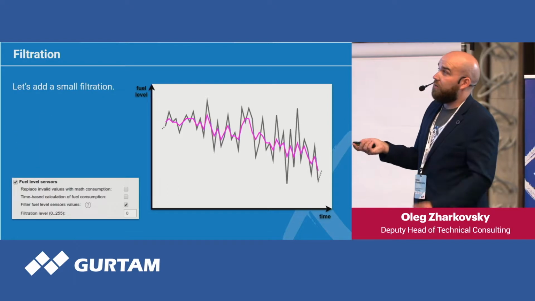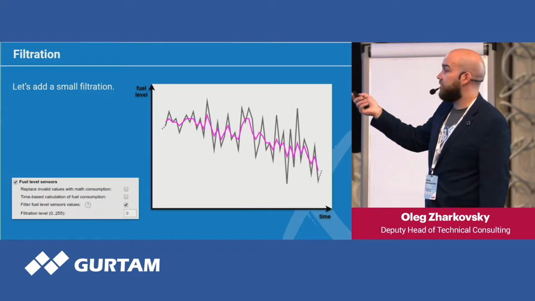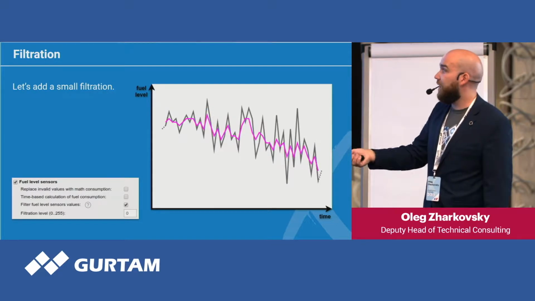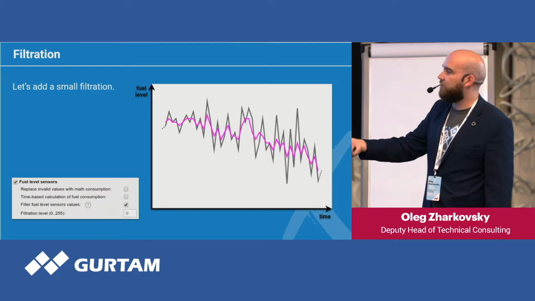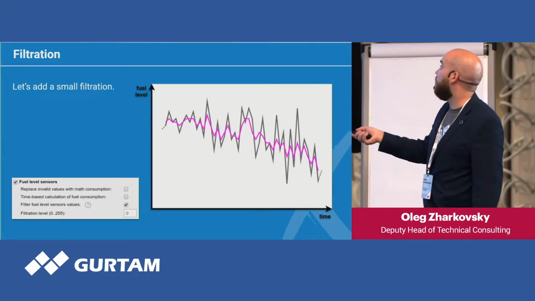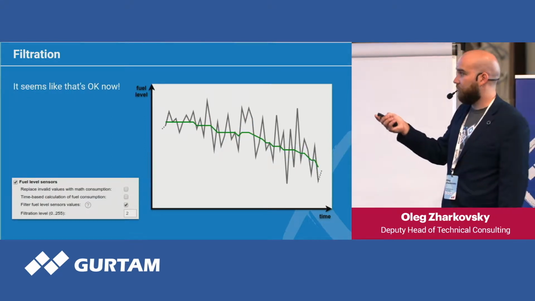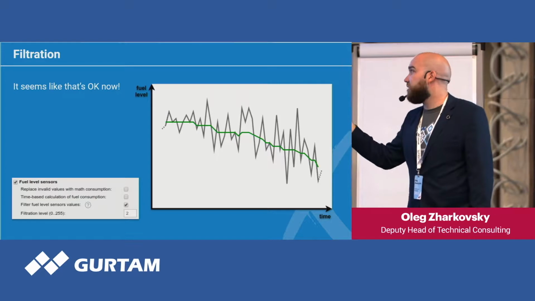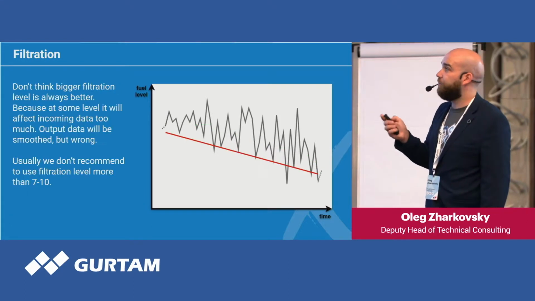But we've got the filtration in Wialon, and this is how it works. So we can turn it on, and here you can see that if I increase the filtration level, then this chart will be smoothed like that. So it seems like the line is smooth enough, and we can work with it right now.